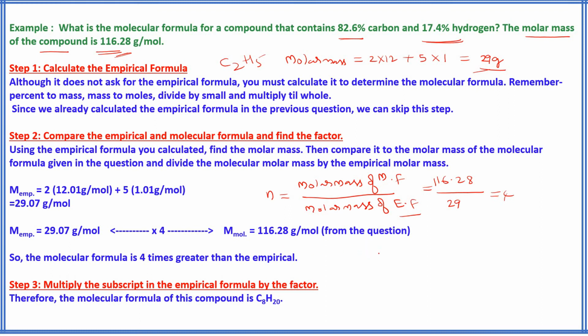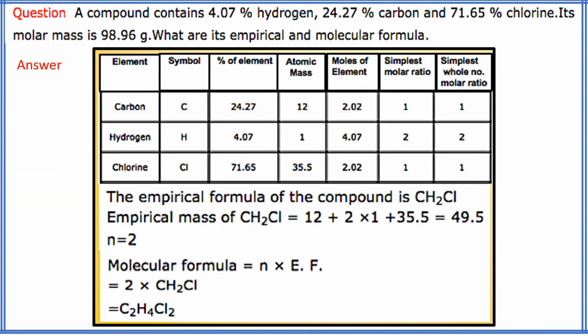Now how to calculate the molecular formula? Molecular formula is N into empirical formula. N we got is 4. Empirical formula is C2H5. Now 4 into 2 is C8, 4 into 5 is 20, H20. This will be the answer. Empirical formula is C2H5. Okay. Next, this is one more problem.